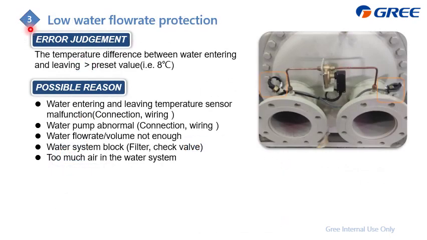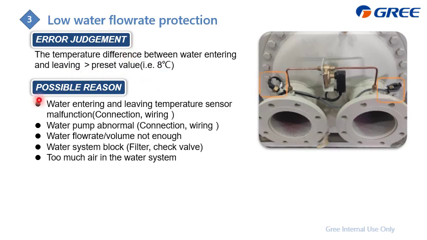Next, we will go to the low water flow rate protection. For this error, it is similar to the water flow switch and also indicates the water flow rate is not enough, but this time it is triggered by the temperature difference between the water in and out. If it is higher than our preset value, for example 8 degrees, it will trigger this error. That indicates the water flow rate is not enough.